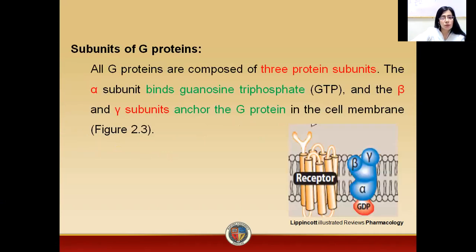Each of these G proteins consists of three subunits: alpha, beta and gamma. The alpha subunit binds GDP, that is guanosine diphosphate, when it is in its inactivated state. When it activates, GDP is replaced. The second subunit is the beta subunit, and the third is the gamma subunit, which anchors the protein in the lipid bilayer or the cell membrane.